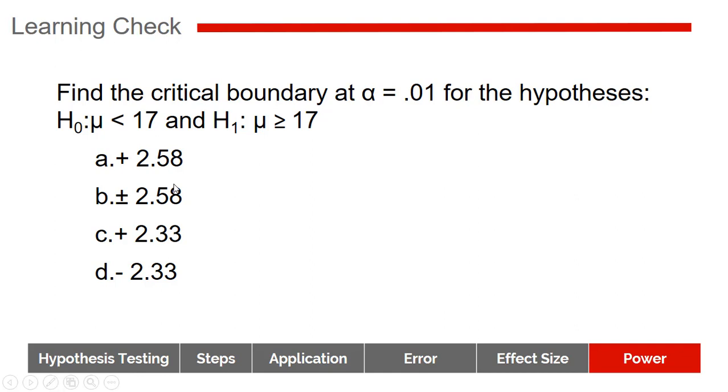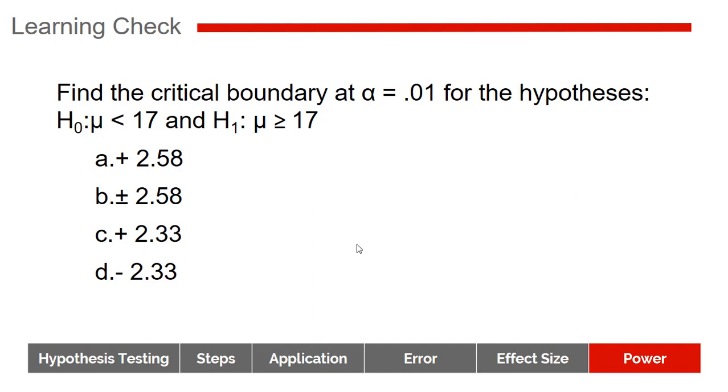So what we need to do is look at our z table for 1% in the tail. If you want to pause your video and take out your z table and look at that, we're looking for 1% in the tail. So 1% in the tail is equal to a z of 2.33.